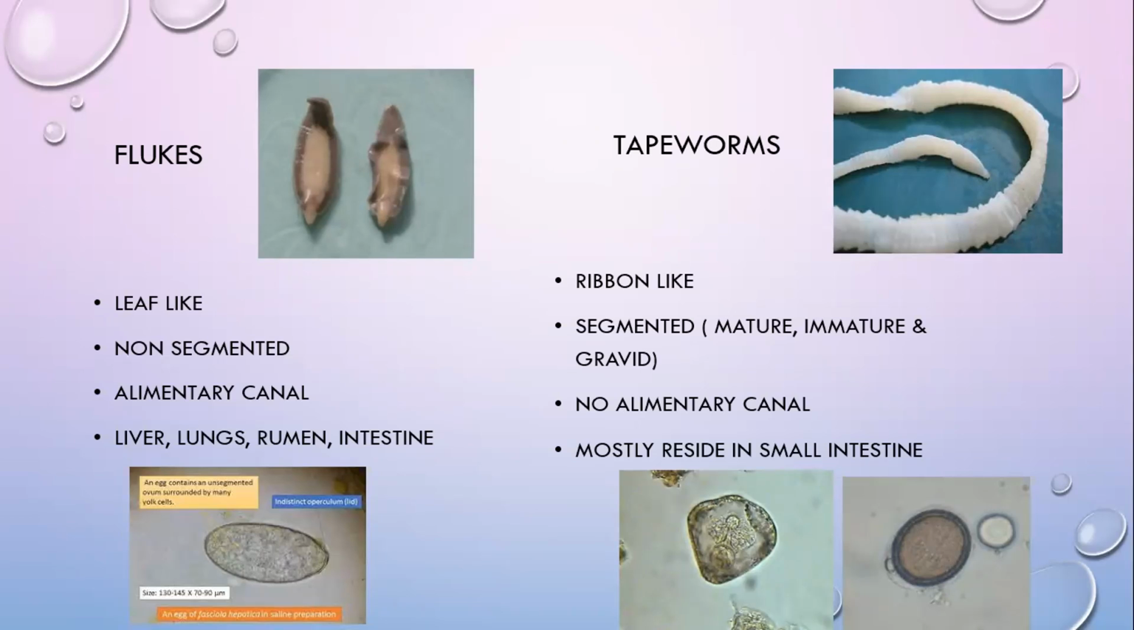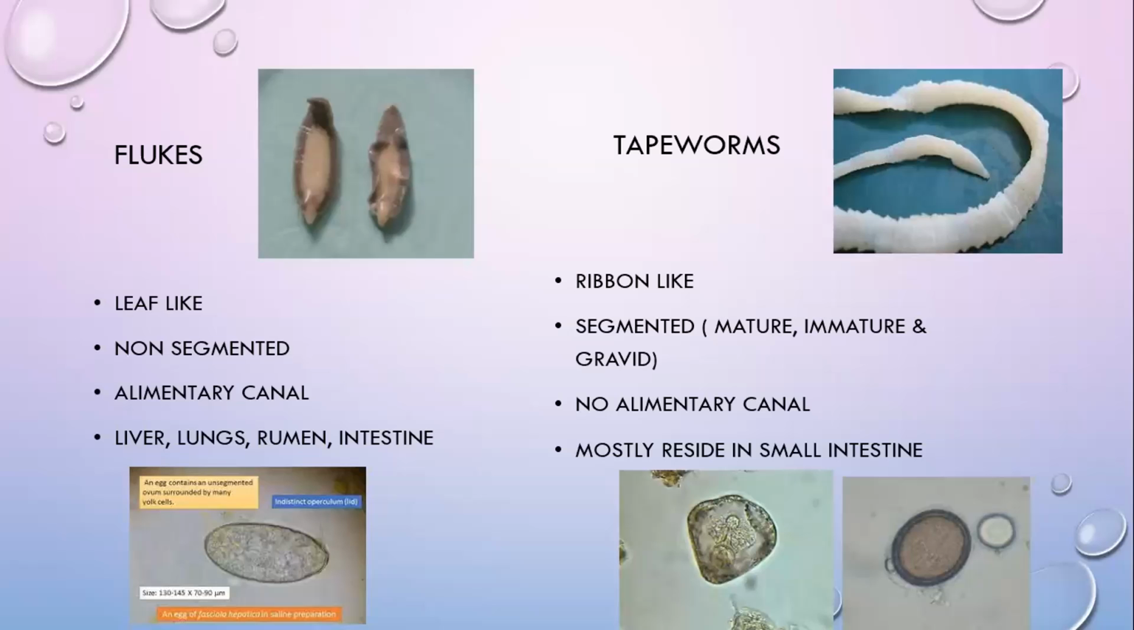One of the major ways of distinguishing both types of parasite is that tapeworms are segmented. They have a head, a neck, and segments: mature, immature, as well as gravid segments. Apart from that, 80 to 90% of tapeworms inhabit the small intestine, while flukes are found in many other organs like the liver, lungs, and rumen.